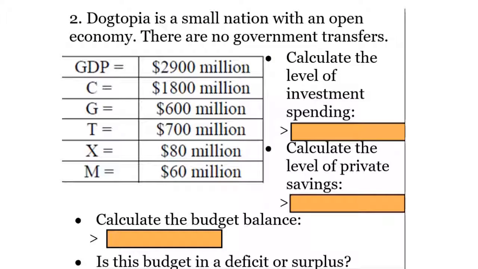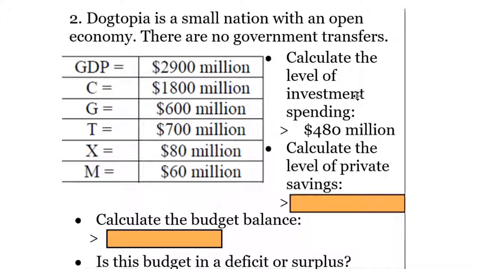Now that we've reviewed those equations, let's do this one more time with a slightly more complicated economy. Dogtopia is a small nation with an open economy, meaning there will be trade, but there are still no government transfers. So to calculate the level of investment spending, we're going to use that GDP equation, but we have all of the pieces here. So we have C, G, X, we have M standing for imports in this case, and GDP. So go ahead and solve for it, and then we'll check your work.